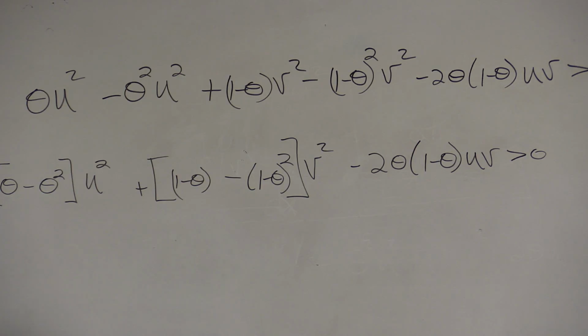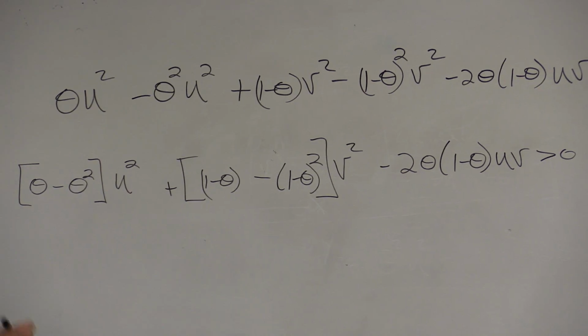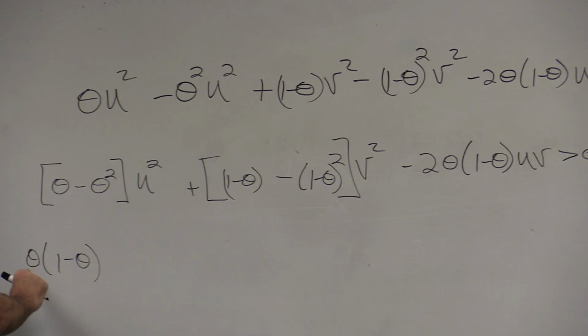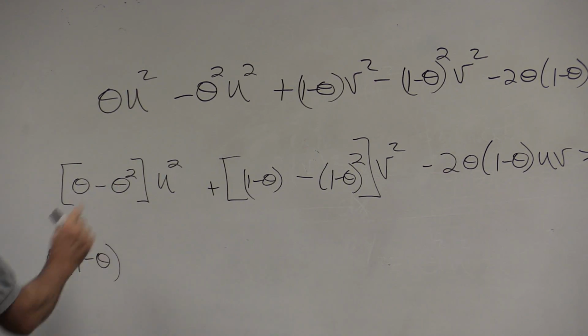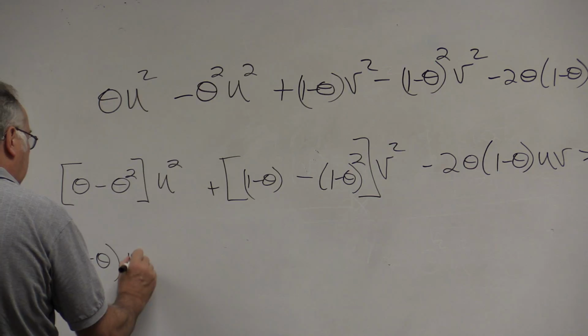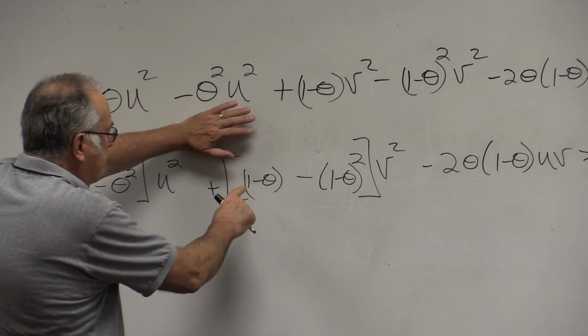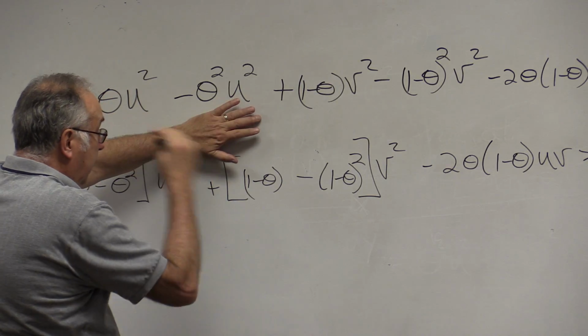And from this term, we could factor out a theta and write this as theta times 1 minus theta. See, that would give us our theta here, minus theta squared, times u squared. Notice this term within brackets. This is 1 minus theta minus this.